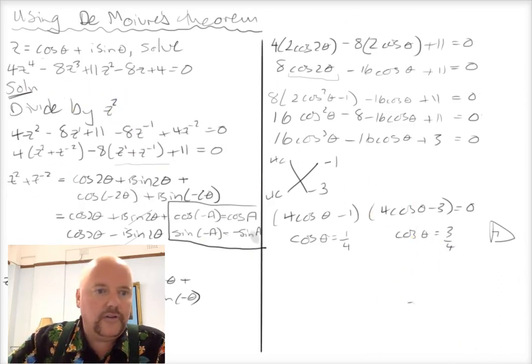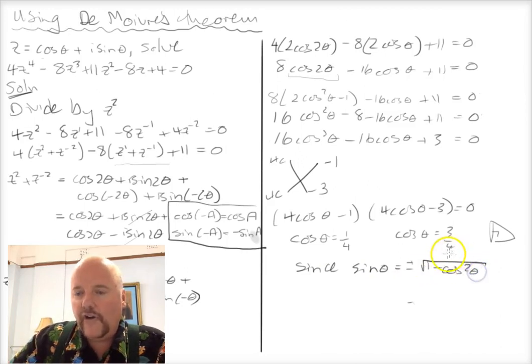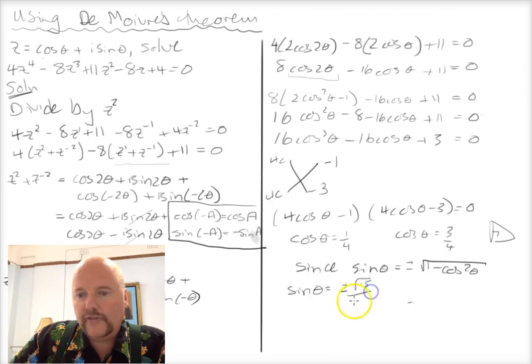And then I'm just going to write down this: since sine theta is equal to plus or minus the square root of 1 minus cos squared theta, that's just rearranging your Pythagorean identity, we can get sine theta on this side equal to plus or minus the square root of 1 minus cos theta all squared, so that's a 1 on 16, so we get 15 on 16 under the square root sign. The square root of 15 I don't know, well, it's irrational, but the square root of 16 I do know, so I'm going to put it over a 4.